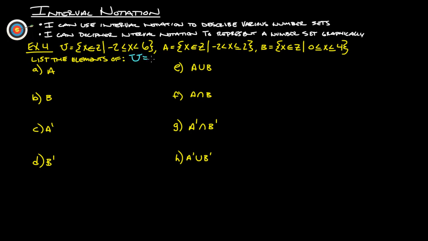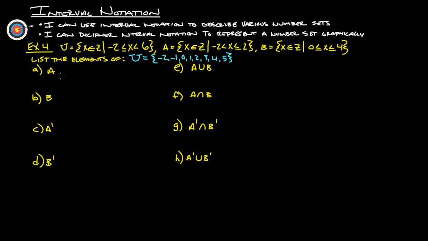The universal set is the integers from -2 to 6, and it includes -2 but not 6. So we're going to go -2, -1, 0, 1, 2, 3, 4, and 5, but not 6 because it has to be less than 6. These are the only numbers that are going to show up anywhere in the rest of this problem, because these are the only numbers we are concerned about.